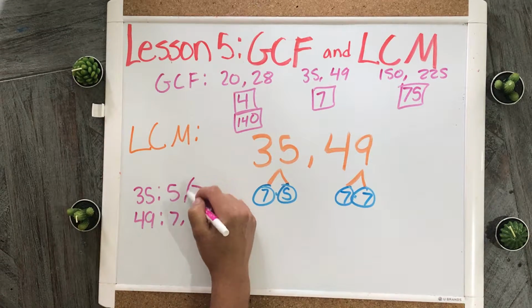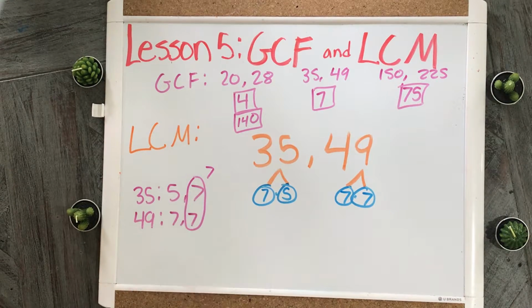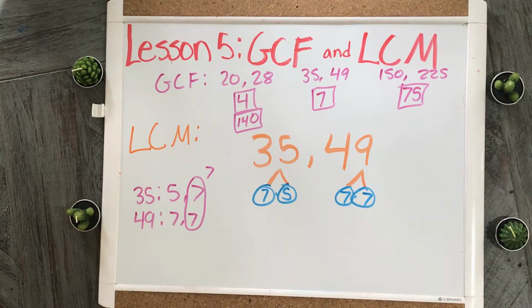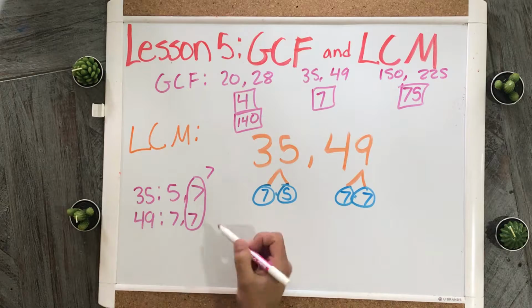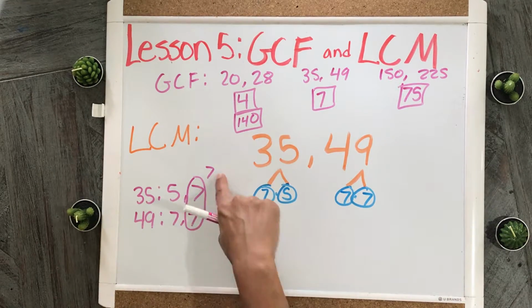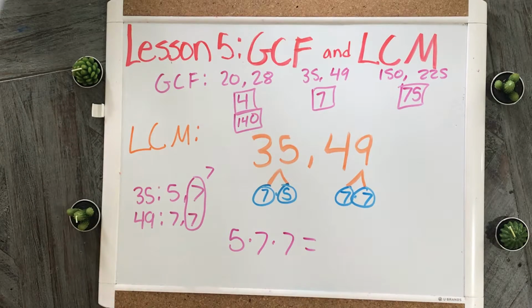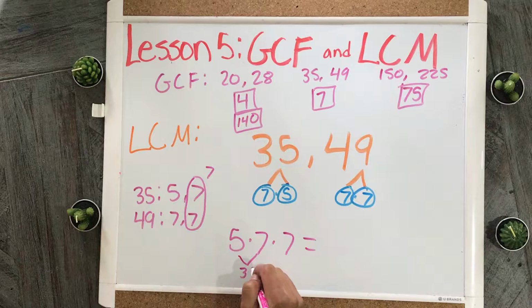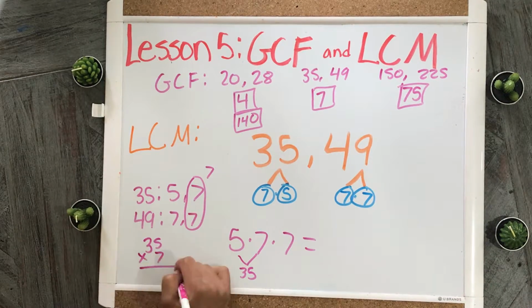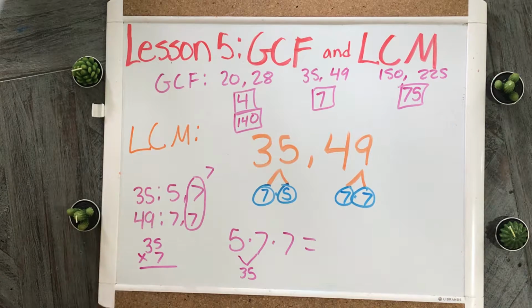Alrighty. This 7 is in common, so that means we have one 7. But we have 5 and 7 still not in common, and that 7. We're going to multiply all of those. Okay, so 5 times 7 times 7 equals, well, what's 5 times 7? We know that that is 35. Now let's work out 35 times 7 over here. Okay, or yeah, 35 times 7.